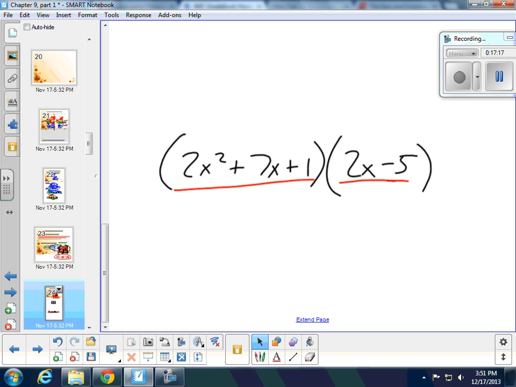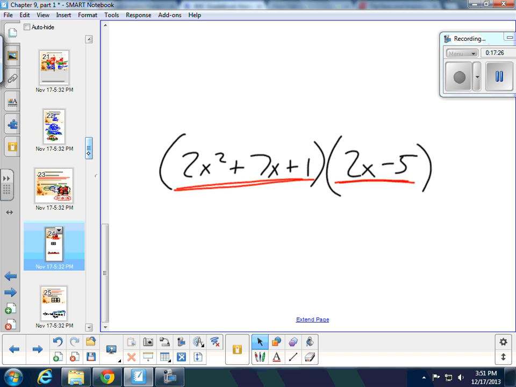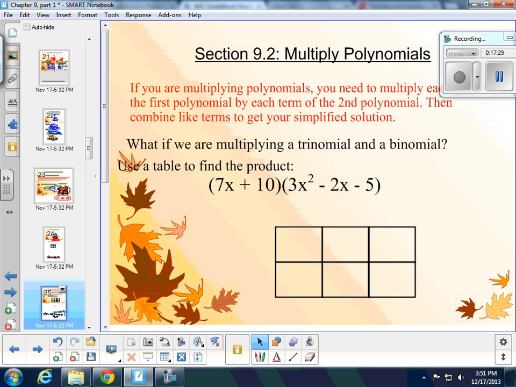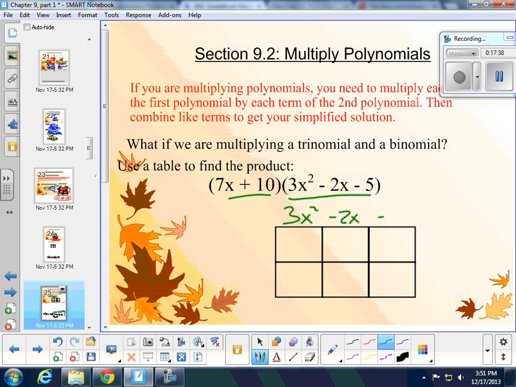Again, this table seems to work for 2 by 2, but I will show you it also can work for these other models as well. It doesn't matter how many terms you have in your polynomial, you can multiply them together with the table. I'll show this on this next page. If I happen to be multiplying a trinomial times a binomial, then I would just make a third column of boxes. Or a third row of boxes, either way would work. And I would just line up my trinomial on top like I did there. And then the 7x and the 10 there, my binomial. And I could still fill in the table and then combine like terms in the end to get my result.